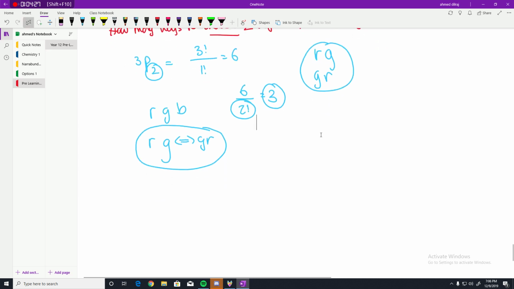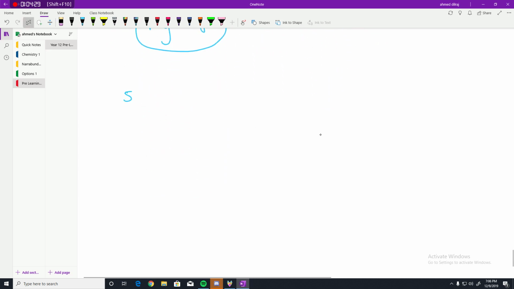So let's try another one. Let's add 5 markers and I needed to choose 3. Omi, how many ways can I choose 3 from 5 markers?